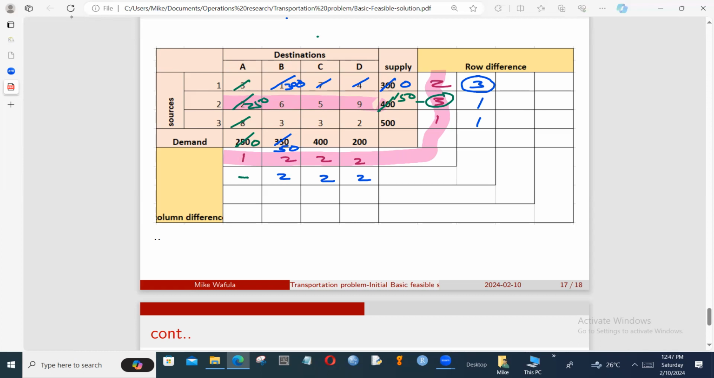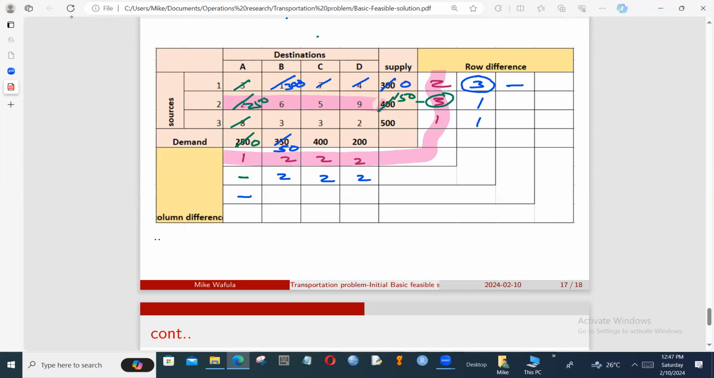Will still be requiring 50 more units. So I need to go to the next stage. So that means row 1 is not under consideration again. So it's a dash. Same to column 1. Here dashes.